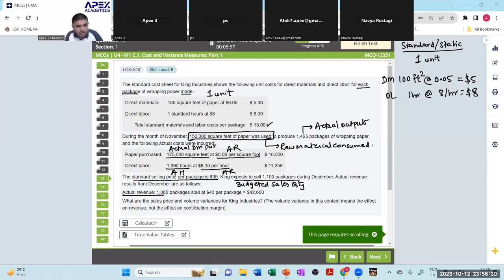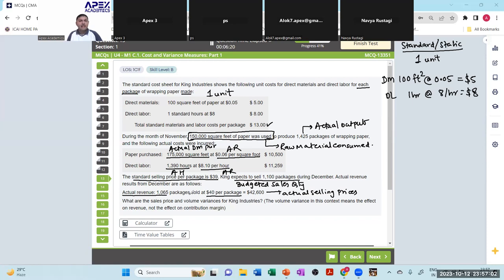Budgeted sales quantity and actual revenue results are as follows. Actual revenue is 1065 packages sold at 40 per package. What is this 40 per package? Actual selling price. Yes or no? Please tell me that. Yes, sir. Let's continue in this question.